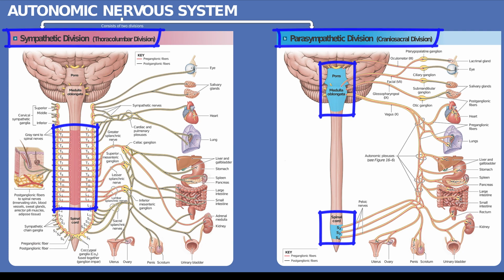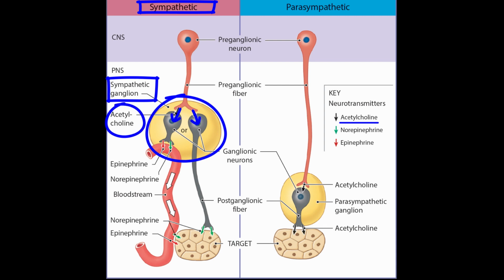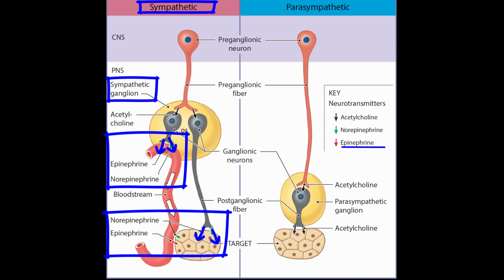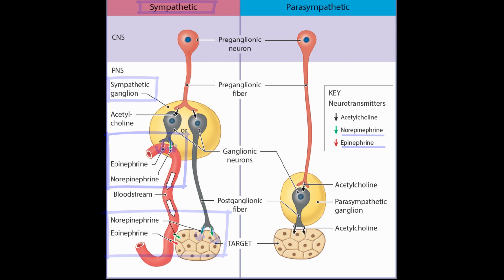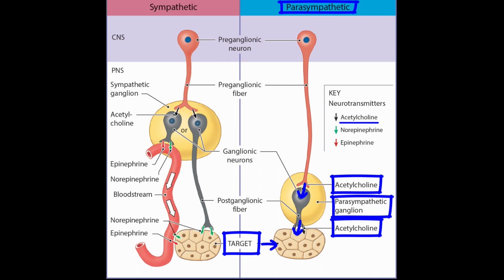Finally, it's important to understand neurotransmitters. At the sympathetic ganglion, acetylcholine, or ACh, is released, stimulating the postganglionic fiber to release epinephrine or norepinephrine. In the parasympathetic division, however, ACh is released at both the parasympathetic ganglion as well as the target effector organ. Keep in mind that depending on the type of receptor, these neurotransmitters can be either excitatory or inhibitory.